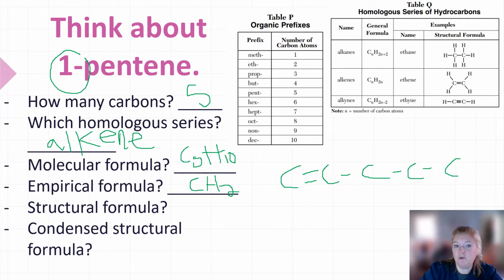Now what's missing? The H's, right? You check every single carbon. How many bonds can it form? 4. Count how many it has now and add enough lines. So 1, 2, 3, 4, and so on for each carbon. And that's it. I don't have to write the H's. Now the condensed structural formula. I go carbon by carbon, right?